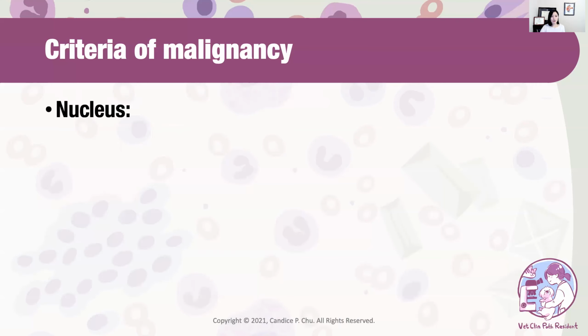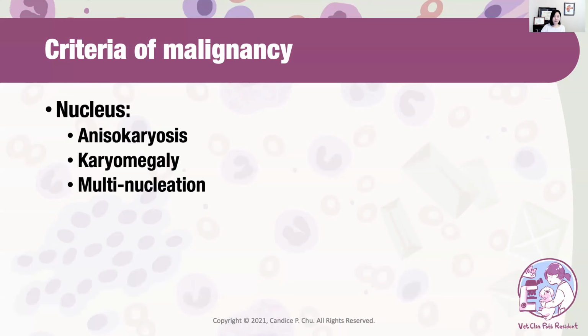Some criteria focusing on the nucleus would be the difference in nuclear size between different cells. We call that anisokaryosis. And then some ugly cells will have a really big nucleus. We call that karyomegaly. Also, cells can be multinucleated. So multinucleation is also one of the criteria of malignancy.